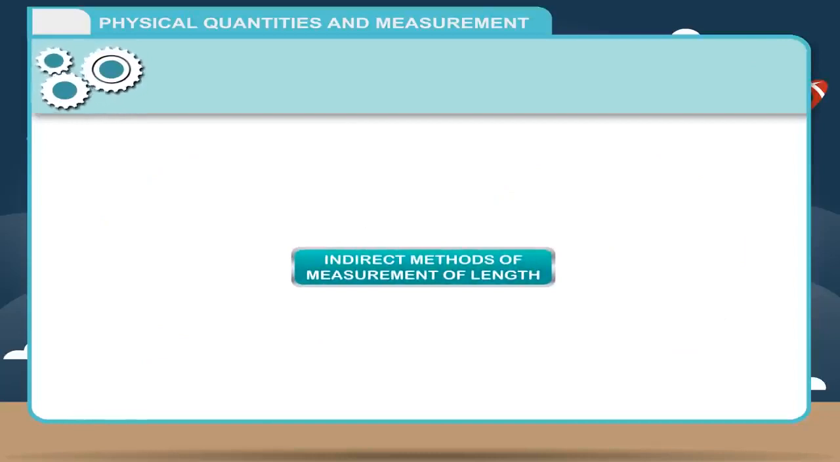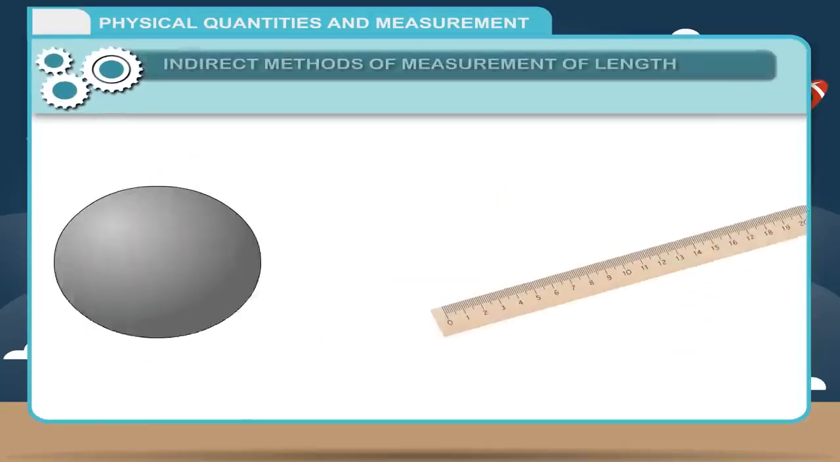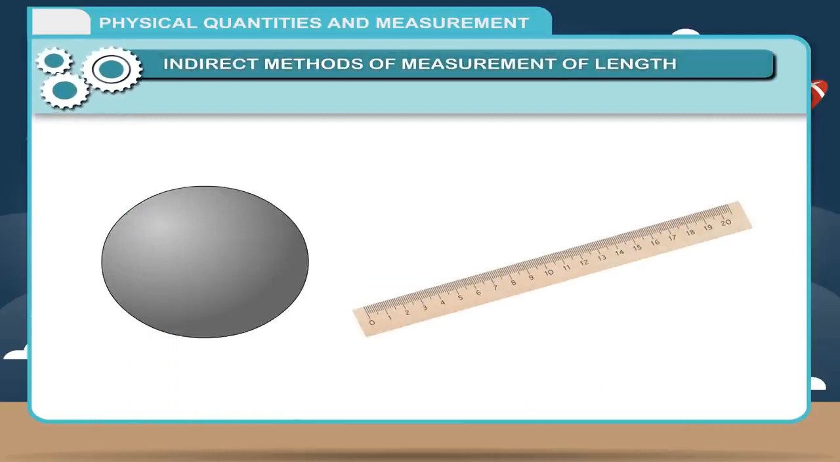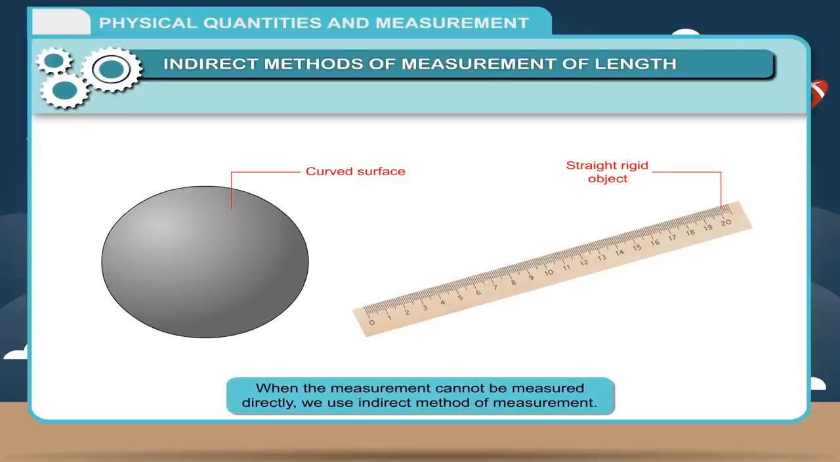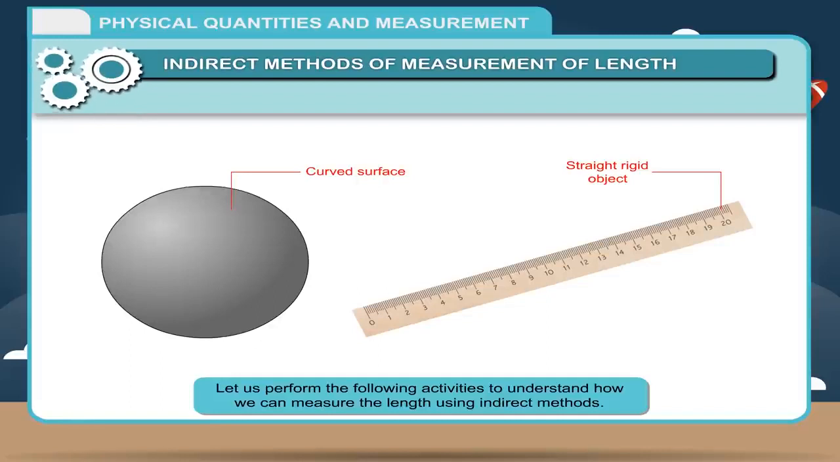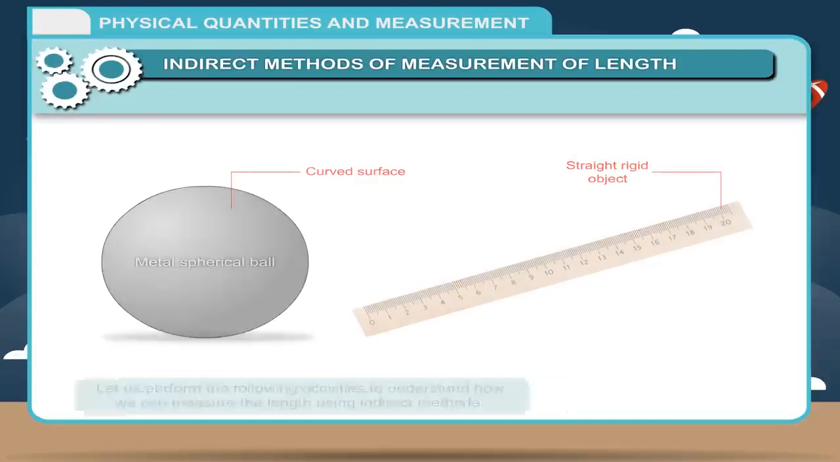Indirect methods of measurement of length. A ruler cannot be used to measure the circumference of a cylinder because the circumference is a curved surface and a ruler is a straight rigid object. Therefore, we cannot bend the ruler around a curved object. When the length cannot be measured directly, we use an indirect method of measurement. For this, the measurement system has to be modified. Let us perform the following activities to understand how we can measure the length using indirect methods.